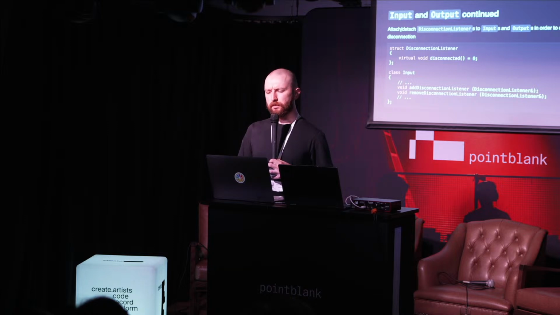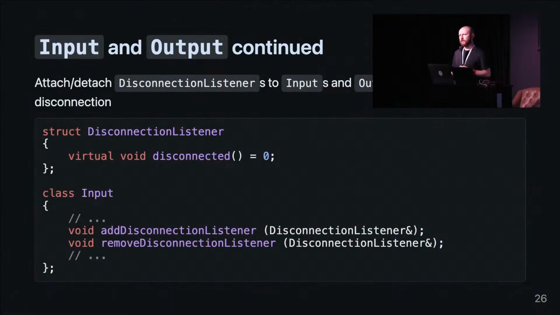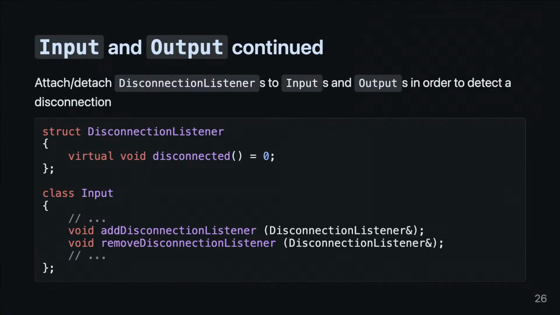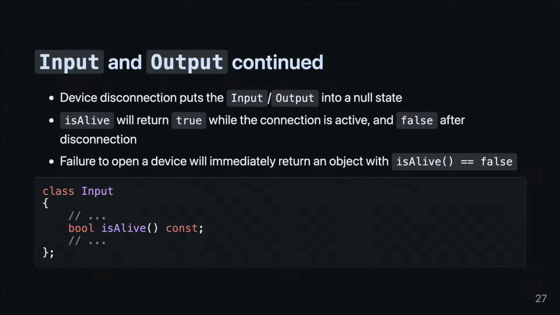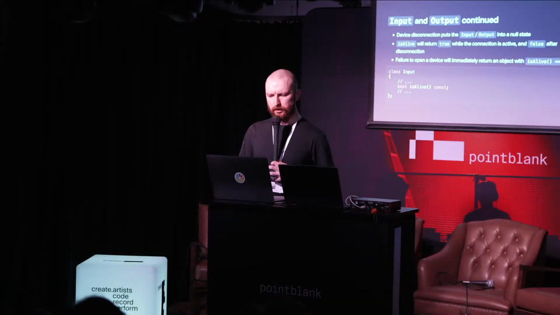Of course, the connection might go away before you expect it to. For example, if a cable gets unplugged or a Bluetooth connection gets dropped. So you can also find out if the connection gets dropped unexpectedly by attaching a listener to the input or the output object. If a device does get disconnected unexpectedly, then we're going to put these objects into a null state. You can check whether your connection is still active by calling this isAlive function, and that's going to return true while the connection is alive and false after it's disconnected.